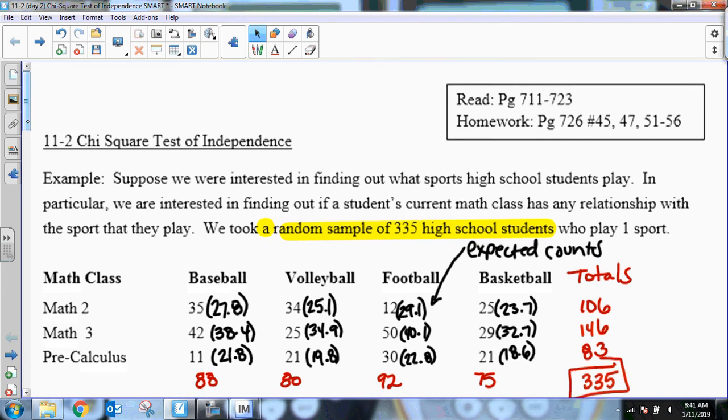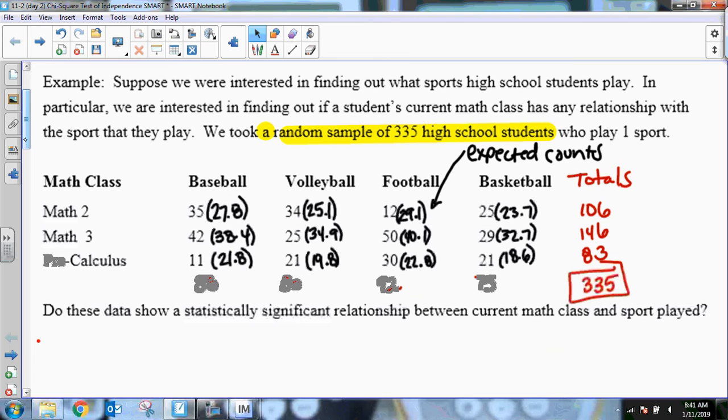Okay, so moving on, I've already talked about the fact that the main difference between an independence test and a homogeneity test is how many samples you took. In this case, we took 1 sample and we gathered 2 pieces of information. So what we're really interested in knowing is, does this show statistically significant relationship between a current math class and sport played? We want to know, is there some kind of relationship? Okay, correlation might be another word that you guys are thinking. Does math class play a part in what sport they play? That's what we're trying to show.